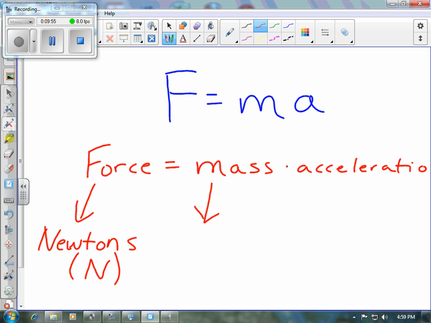Mass is in units of kilograms. And acceleration, as we stated before, is in meters per second squared. So force equals mass times acceleration. That's the equation. And we'll just do one more section today for this online part, and that will be applying that equation. So let's do that.